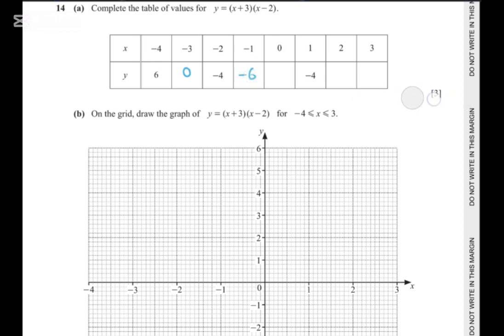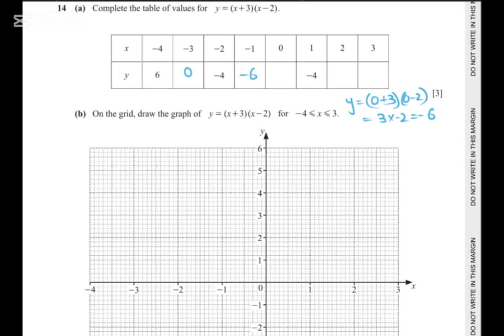Next, when x is 0, what is the value of y? y is equal to 0 plus 3 into 0 minus 2. So 3 into minus 2 is minus 6. So this is also minus 6. Then next is 1, minus 4, it's already written. Then 2. When x is 2, what is y? So y is equal to 2 plus 3 into 2 minus 2. So here also we get 2 minus 2 is 0, 0 into anything is 0. So this is also 0.